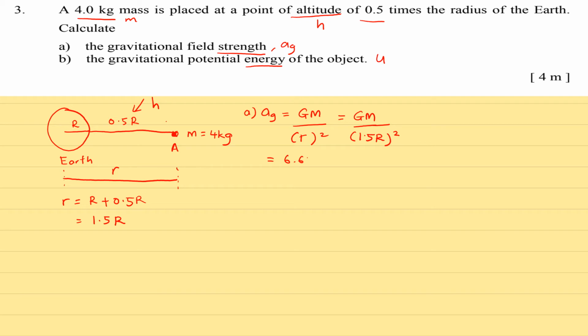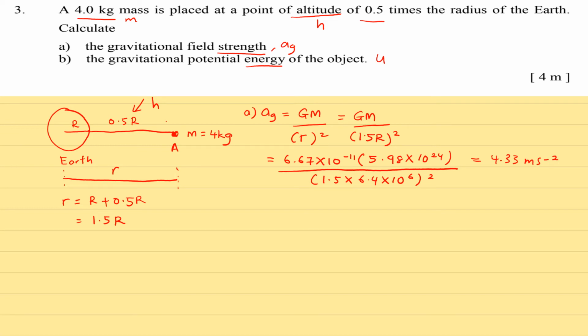Okay, 6.67 times 10 to the power of negative 11 times mass of Earth, 5.98 times 10 to the power of 24, divided by 1.5 times 6.4 times 10 to the power of 6 squared. So the answer is 4.33 m/s squared, or Newton per kilogram.